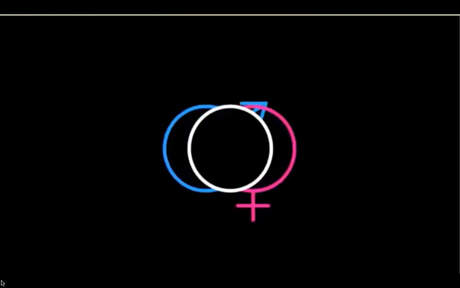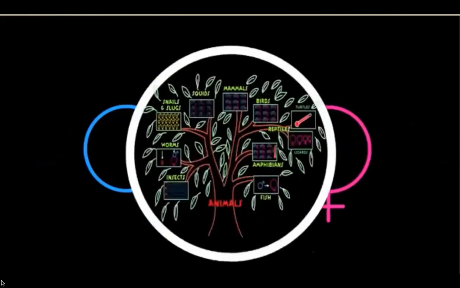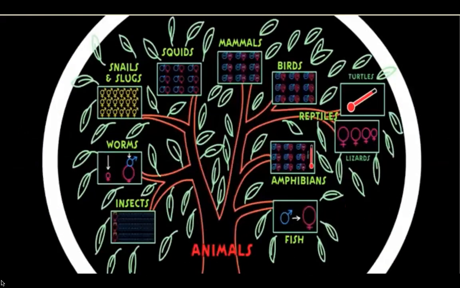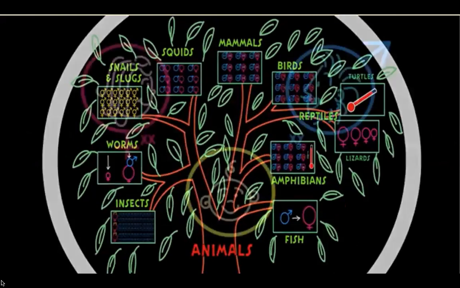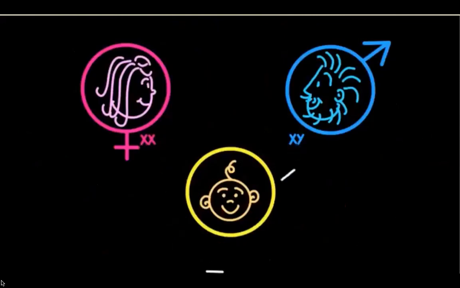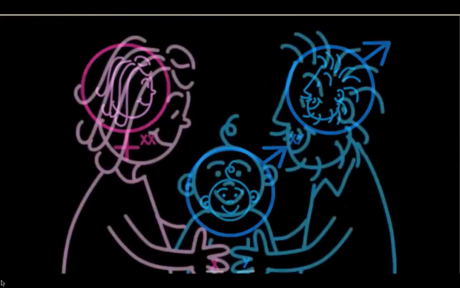So will it be a girl or will it be a boy? Throughout the entire animal kingdom, it does really all depend on the system of sex determination. For humans, that system is a genetic XY system. And for me and my wife, we found out it's going to be a baby boy.